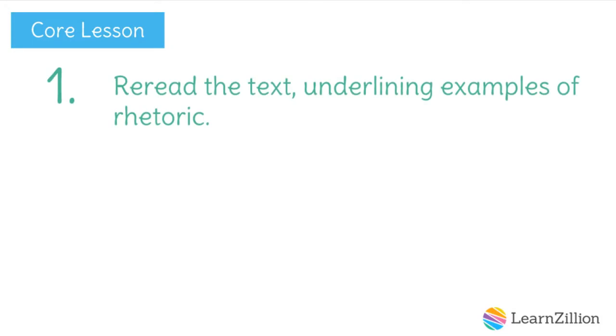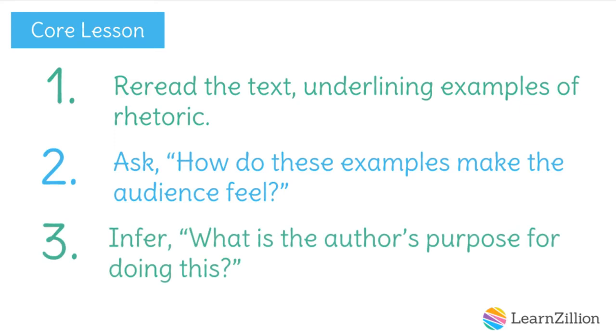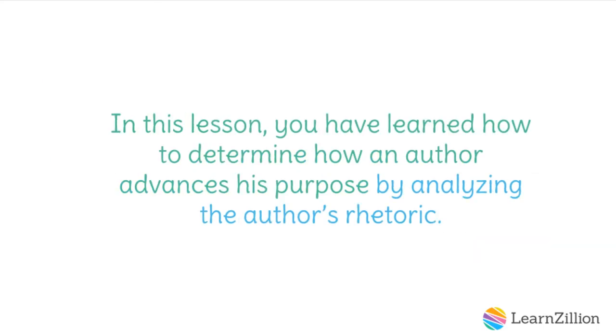To accomplish our task, we have reread the text, underlining examples of the rhetoric, asked, how do these examples make the audience feel? And inferred, what is the author's purpose for doing this? In this lesson, you have learned how to determine how an author advances his purpose by analyzing the author's rhetoric.